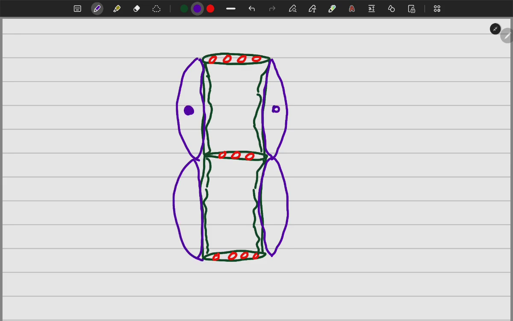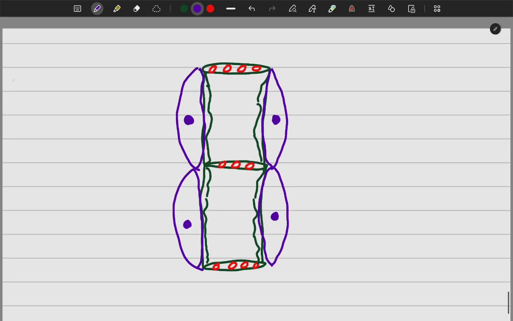These are the companion cells. So this is the nucleus of the companion cell, and as we just studied, the sieve tubes lack a nucleus and hence the companion cells control their function. So these companion cells have a nucleus and they control the functions of sieve tubes. Besides that, the companion cells also help in maintaining the pressure gradient of sieve tubes.